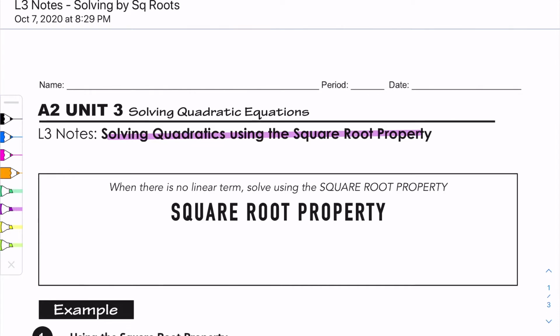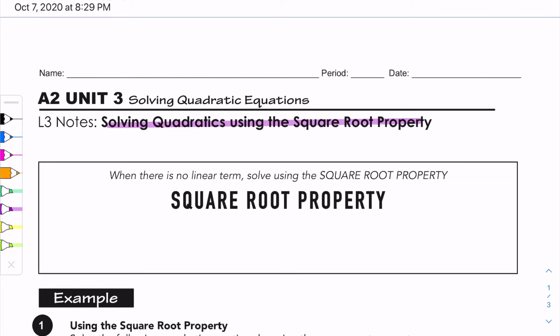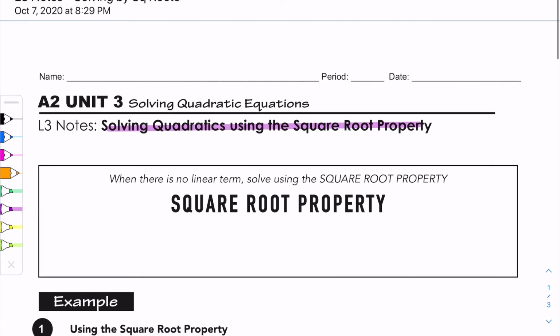Quick recap from the previous lesson. Quadratic form, or standard form of a quadratic, is in the form of ax squared plus bx plus c is equal to 0. Each term has a name. This term right here is called the quadratic term. This term in the middle is called the linear term. And this last term, the value of c, is called your constant term.